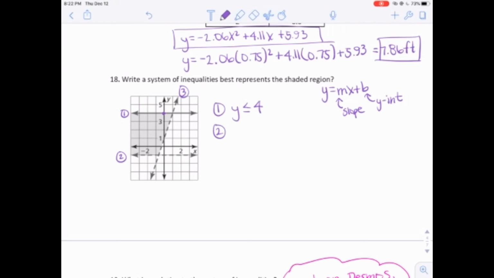Our second one is also a completely horizontal line, but notice that it's dashed. That means that we're going to have no "or equal to" part, just a less than or a greater than. Which one is it? Well, the shading is above, so it has to be greater than. So shading above gives us a greater than. What is it greater than? This line crosses at -1.